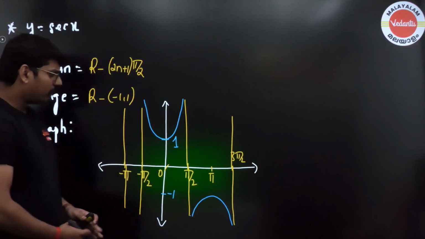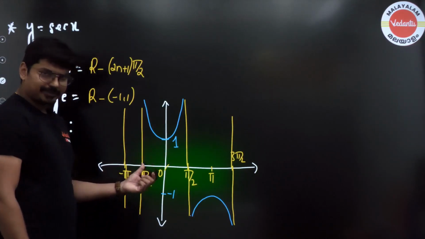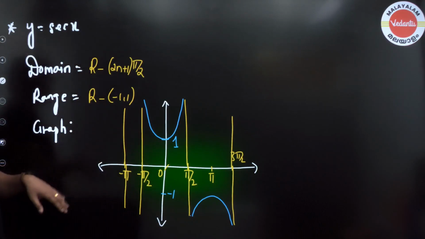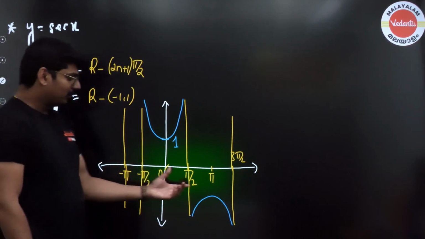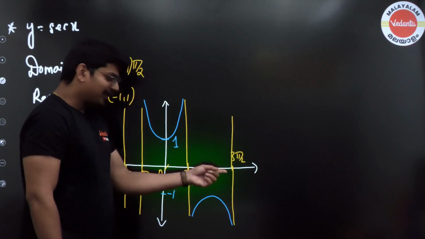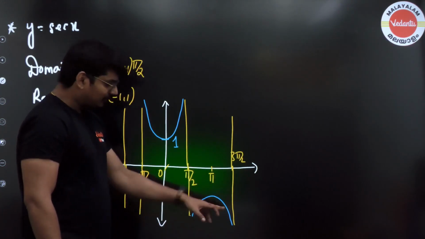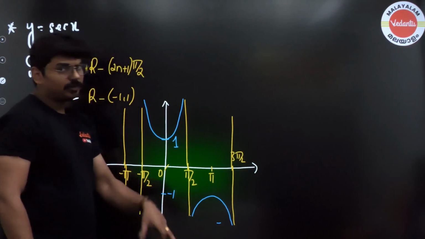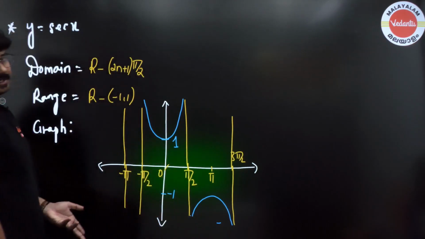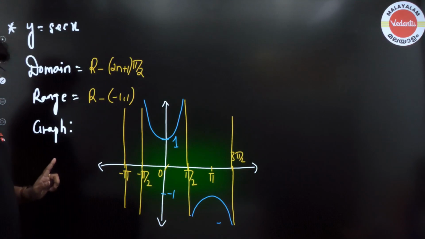So you can clearly see what is happening is at pi by 2 and minus pi by 2, the secant will be tending towards positive infinity. And again to this side, from pi by 2 to 3 pi by 2, second and third quadrant, it will be tending towards negative infinity, because in second and third the secant is negative. Okay, so I hope this is clear for everyone.